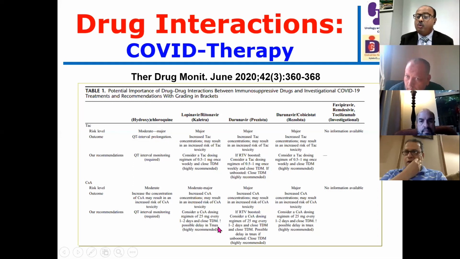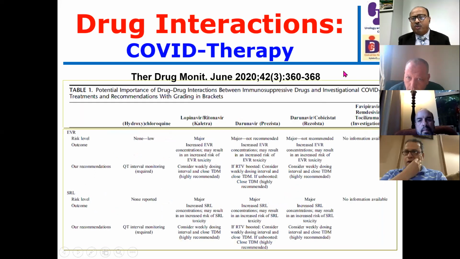For cyclosporin, 25 milligram every 1 to 2 days. So this is a drastic reduction of cyclosporin as well. If the evidence is very low for the efficacy of these drugs against COVID-19, why use them? For favipiravir, remdesivir, tocilizumab, all these investigational drugs, the information is not available for the interaction with tacrolimus and cyclosporin.